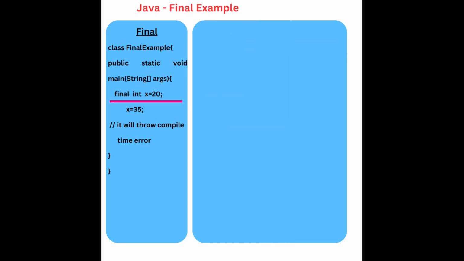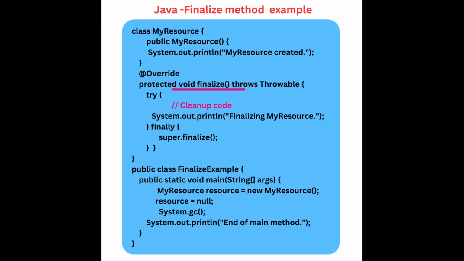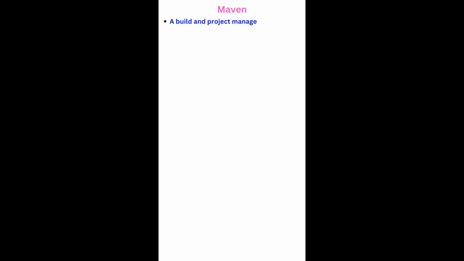Here we have the example code for each one. Final example: if we change the x value, it will throw an error. Finally example: the finally block is used in conjunction with try and catch blocks. The finally block should always be executed regardless of whether an exception is thrown or not. Last one is the finalize method example. It holds cleanup code.